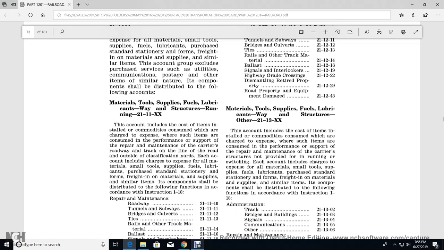the structure, not provided the running of the switching. Each of the accounts includes the charge of the expense with all the material, small tools, supplies, fuel, lubricants, purchase of the standard stationary form of freight, and other material and supplies with similar items of the component. So the small items shall be distributed to the following functions according to instruction 118.